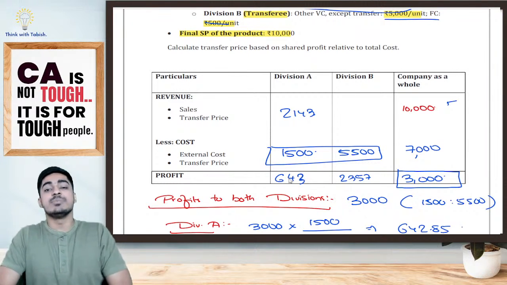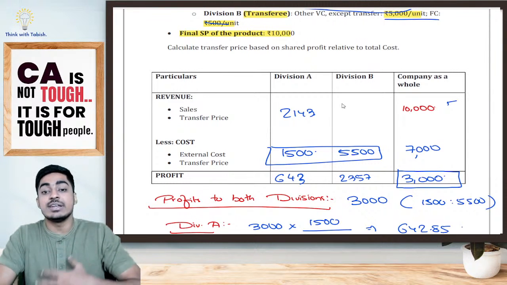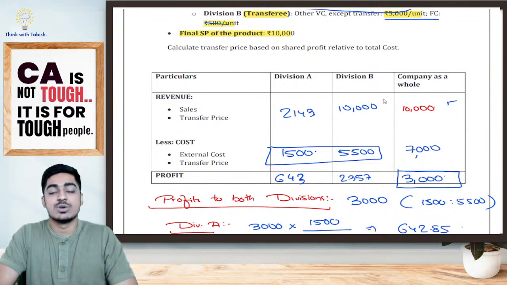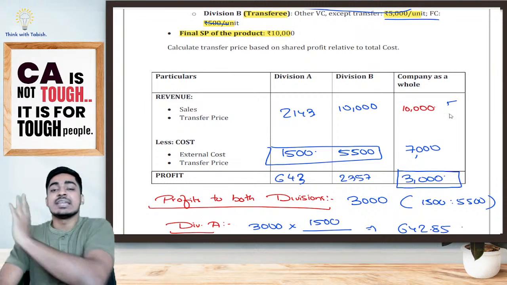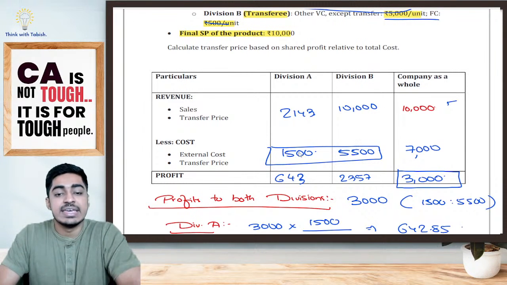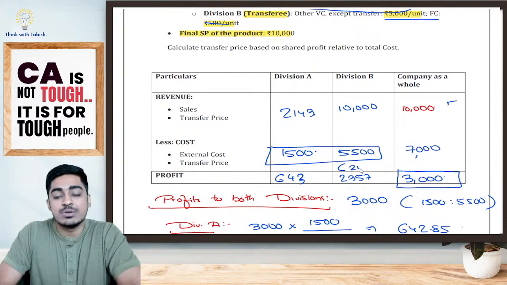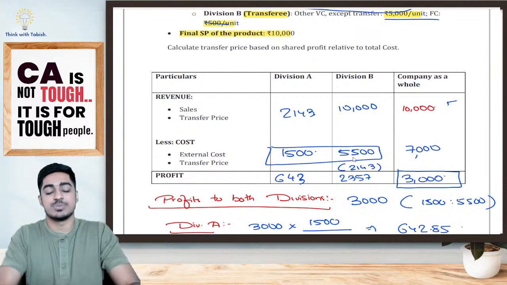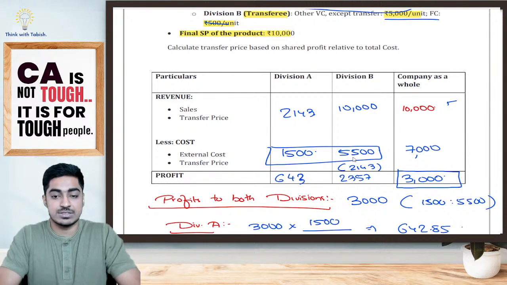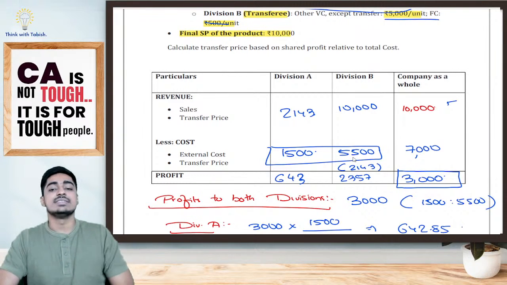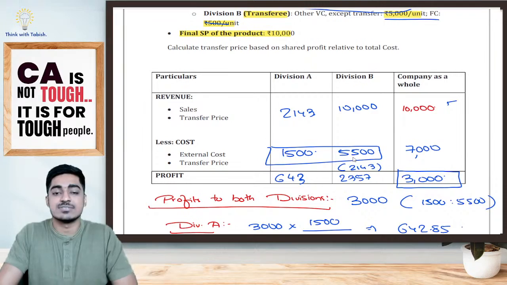Now division B, the mobile division, is telling, I am selling the phone at 10,000 rupees. What all cost am I incurring? Externally, I am paying 5,500. Internally, for the transfer, I am paying 2,143. So how much is the profit? I will earn 10,000 minus 5,500 minus 2,143, which is 2,350. This is how we will arrive at the transfer price.